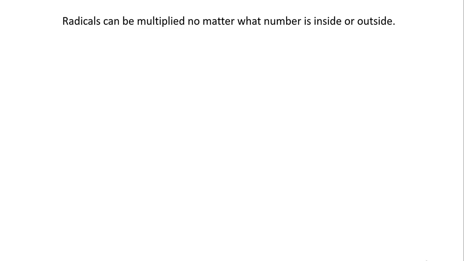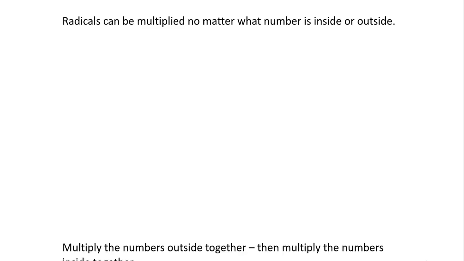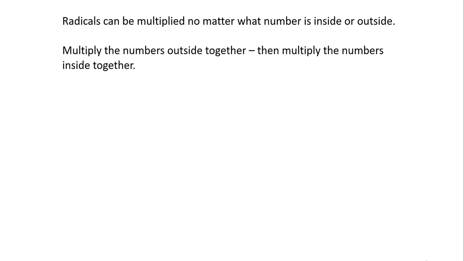First of all, we're going to talk about multiplying radicals. Radicals can be multiplied no matter what number is inside or outside. So when you multiply radicals, you multiply the numbers outside together, and then you multiply the numbers inside together. So my first example here, root 3 times root 2. You can multiply the 3 and the 2, you get root 6.